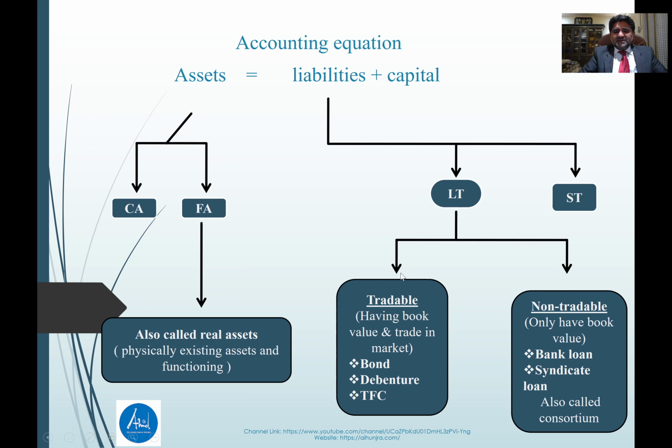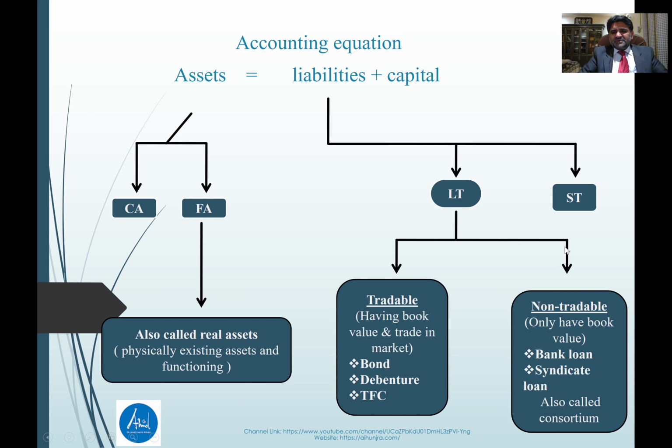One is tradable and second one is non tradable. Non tradable means they only have the book value. They are the bank loans, the syndicate loans. We also name it consortium. That is a consortium of different banks to meet the requirement of a company for providing funds. That is called syndicate loan.